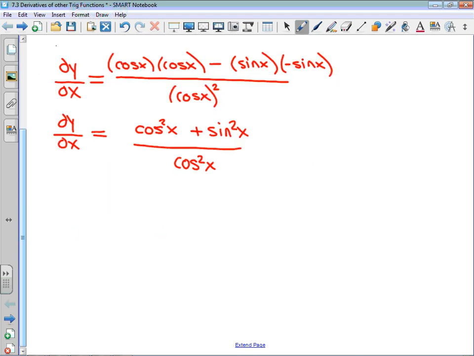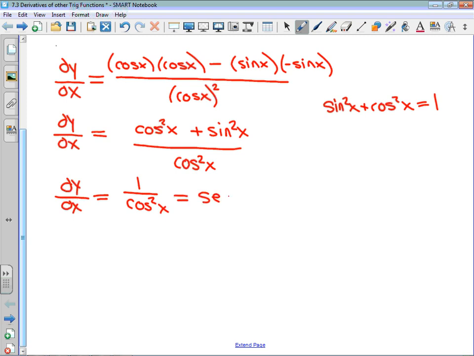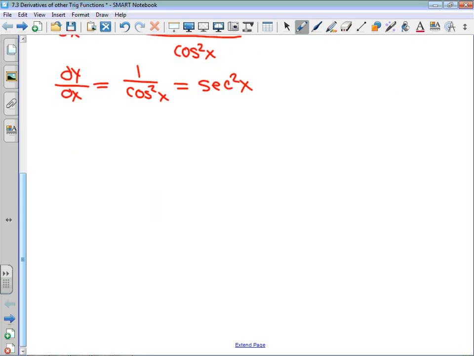But on your formula sheet, you do have the identity that sine squared x plus cos squared x is equal to 1. That's our unit circle, right? So I'm going to make that substitution, and that means that dy over dx is equal to 1 over cos squared x. 1 over cos squared is secant squared x. And the little summary there we're going to have on another page: d over dx of tan x is equal to secant squared x.